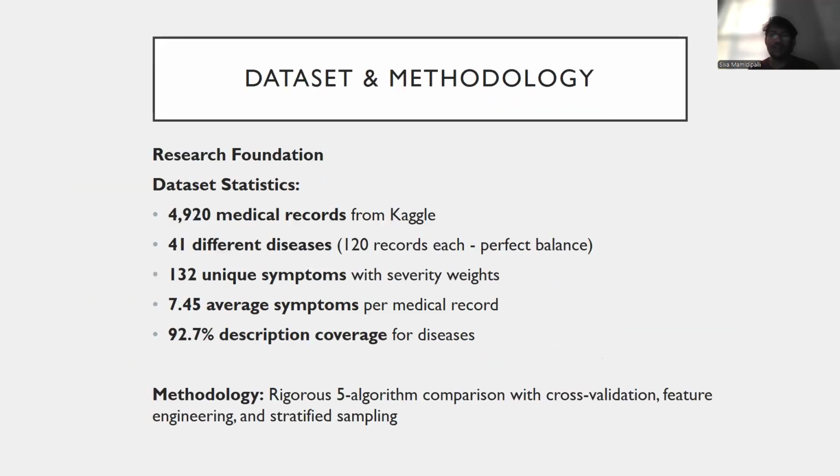Coming to the next slide, this talks about the data set which we considered for this project. The data set is from Kaggle. It contains 4,920 records with different diseases and symptoms. To work on this data set, we considered five algorithms such as random forest, gradient boosting, and some other logistic regression models.